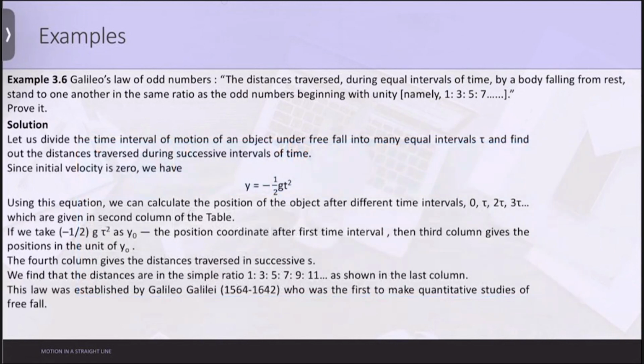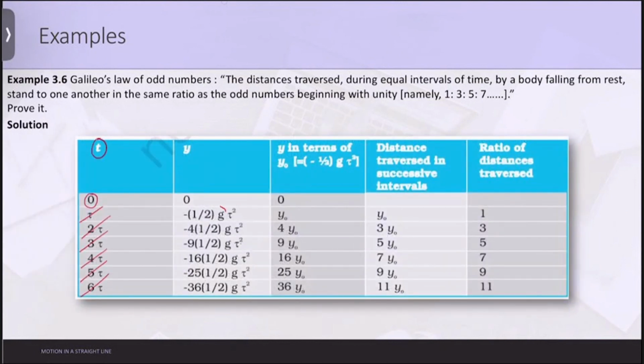Okay. If we take minus half g tau square as y naught, the position coordinate after the first time interval, then the third column gives the position in terms of y naught. So we are just converting this minus half g into y naught. Therefore, this expression becomes 0, y naught, 4 y naught, 9 y naught, 16 y naught, 25 y naught, 36 y naught.